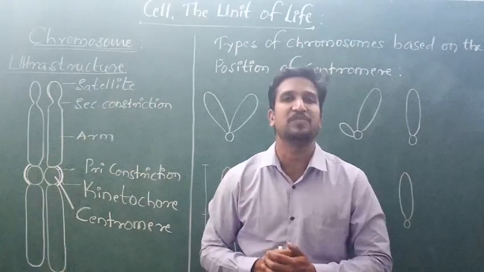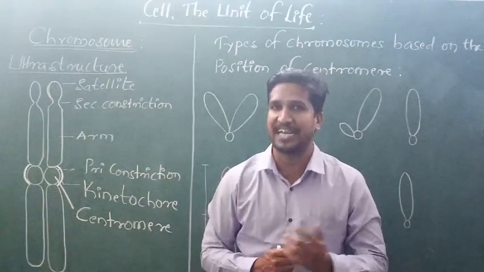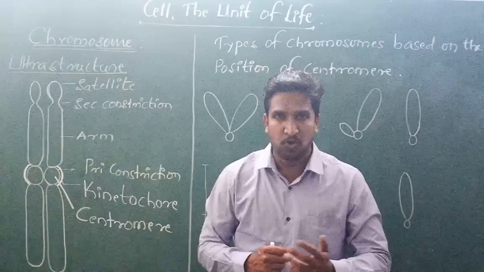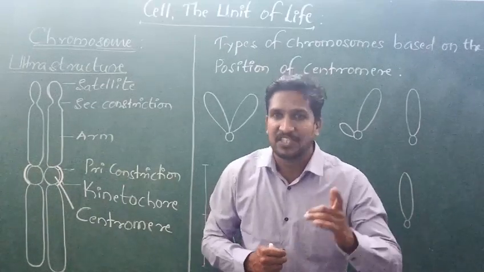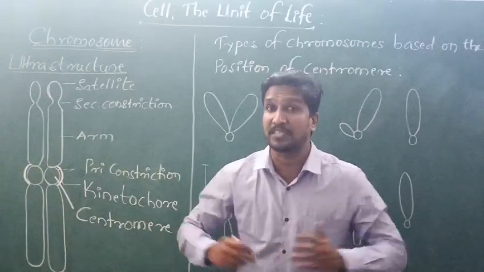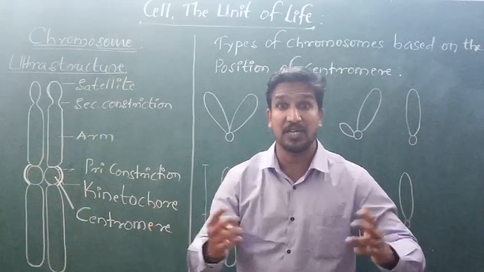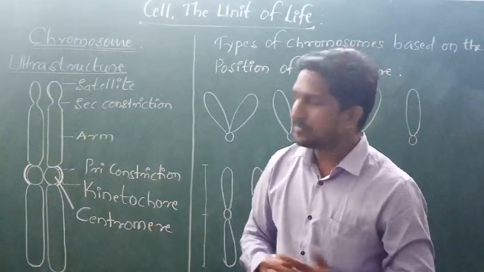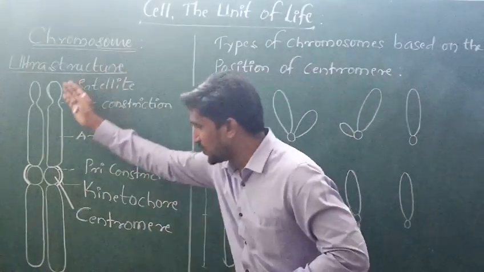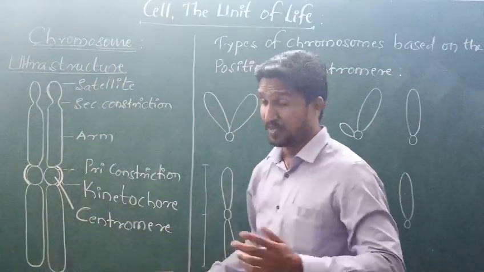In your previous period, you studied about the chromatin network, like heterochromatin and euchromatin. Euchromatin is lightly stained, transcriptionally active. Heterochromatin is darkly stained, transcriptionally inactive. In that way, this is the ultrastructure of a chromosome.